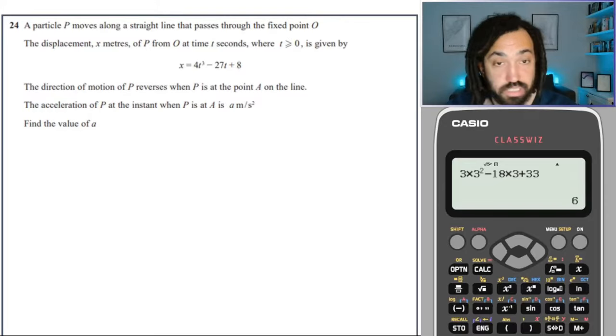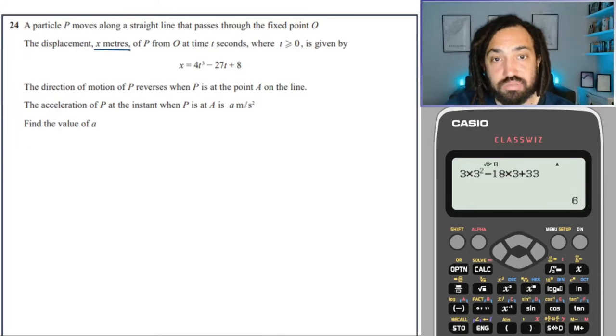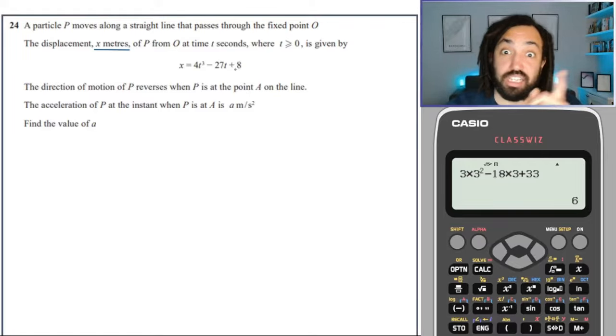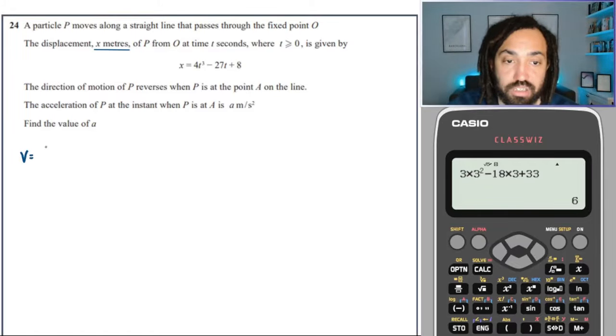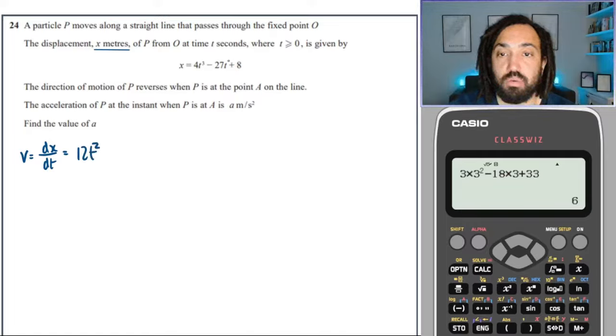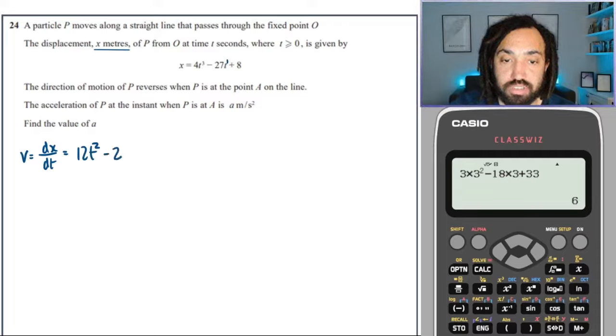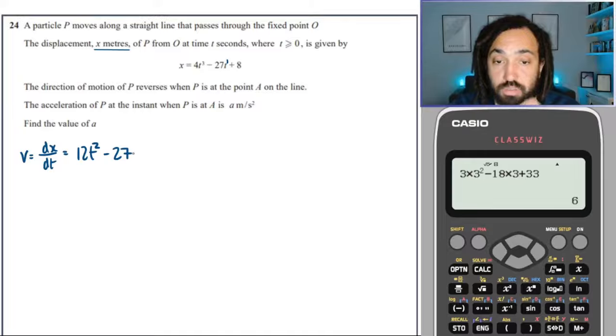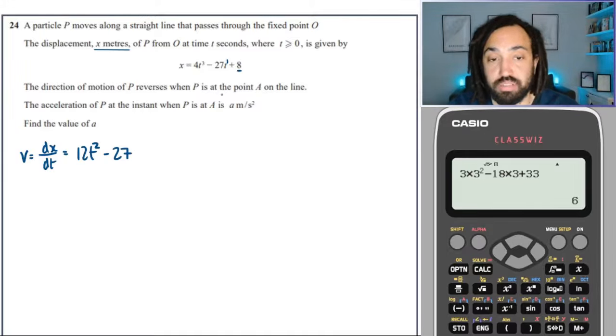Okay, this one's slightly different. Displacement is given as x rather than s, but don't let that throw you. It literally means exactly the same thing. It says the direction of motion reverses when P is at a point on the line. Okay, well, even before I read anything, if I see this, I differentiate it, because that is going to get me a mark. So v is equal to dx by dt. 3 comes down times by the 4 to make 12. The 1 here times by minus 27 to make minus 27. And then t to the 1 drops to t to the 0, which we can just not bother writing. And this constant differentiates to 0.